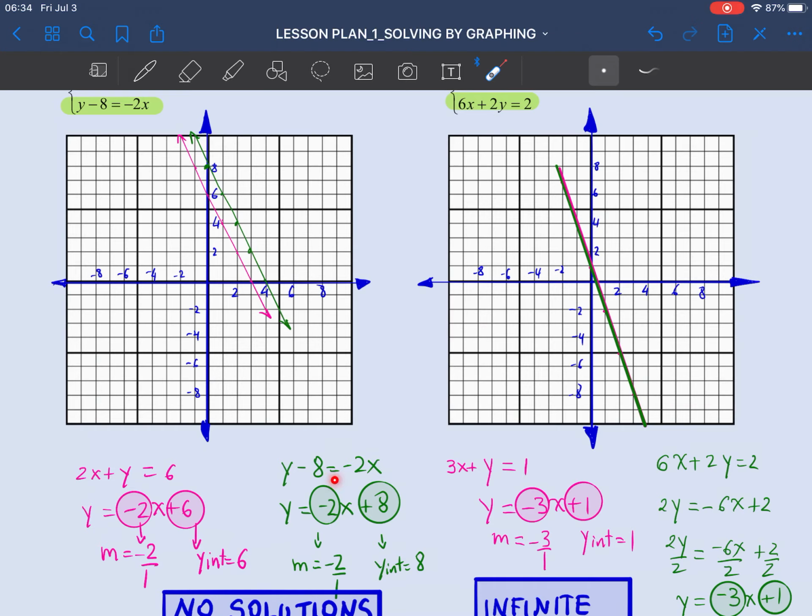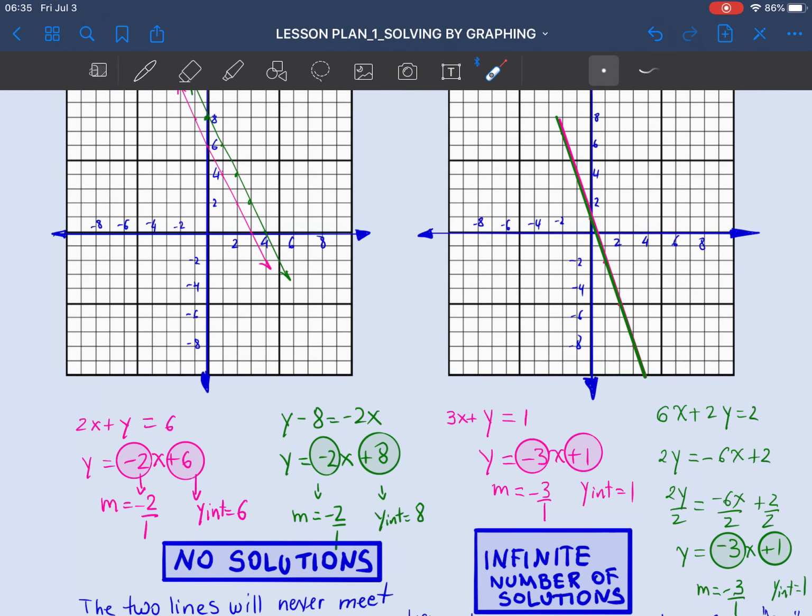In the same way, we work with the second equation in the system, y minus 8 equals negative 2x. That's what's given. You leave y on the left side. Negative 2x was already on the right side, so nothing changes for it. And negative 8 will move to the right side. It will become a positive because we are switching sides. So the slope will be negative 2 over 1 and the y-intercept positive 8.